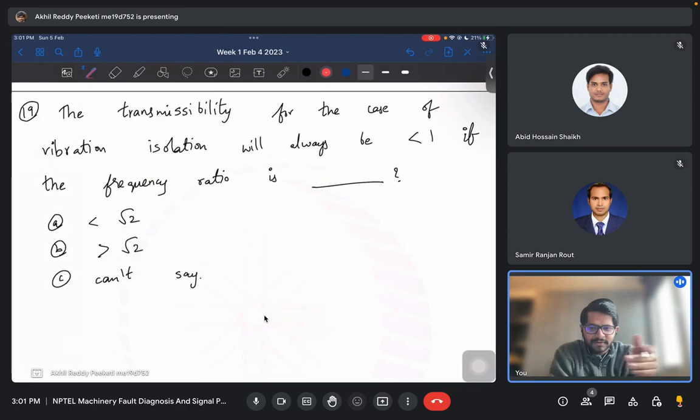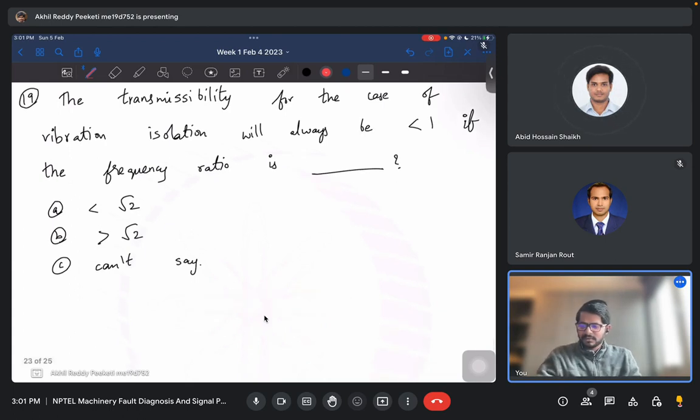Because let's say you have 3 or 4 machines in your factory or industry or in a plant, and some machine produces very large vibrations which affect the ground also. You don't want the other machine to be affected by those, so you mount these machines on springs and systems. So that is vibration isolation, which is explained in detail in the class. So if that is happening, and you want the transmissibility, the force which is transferred to the machine or from the machine, to be less than 1, what should be the frequency ratio?